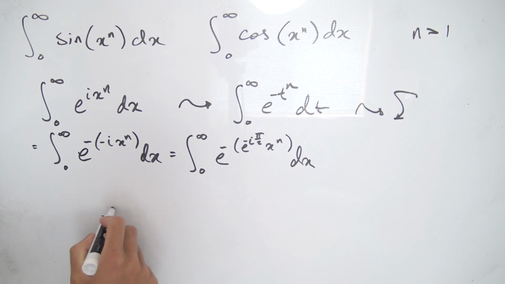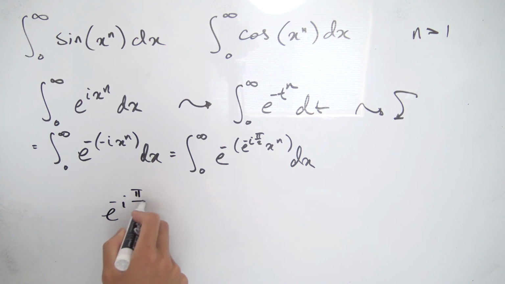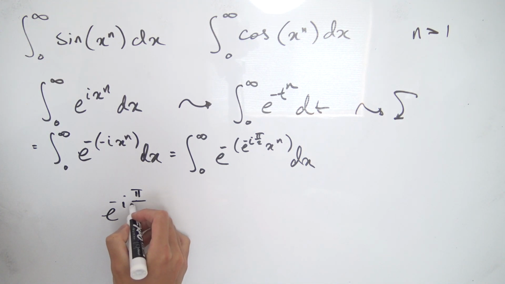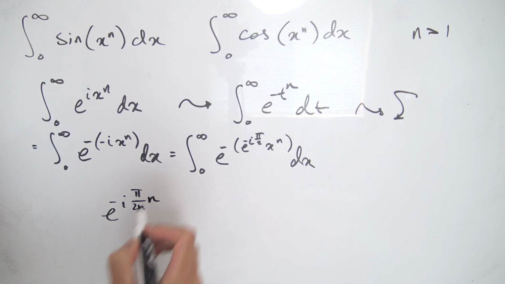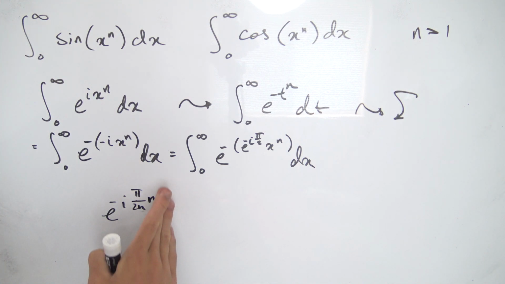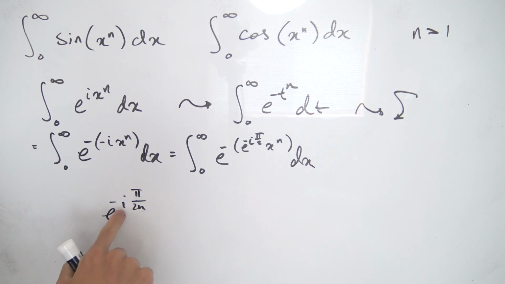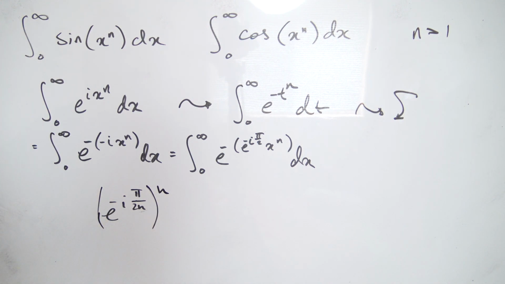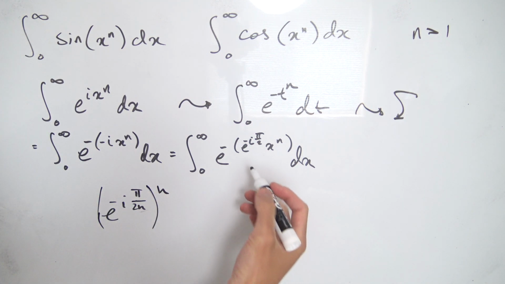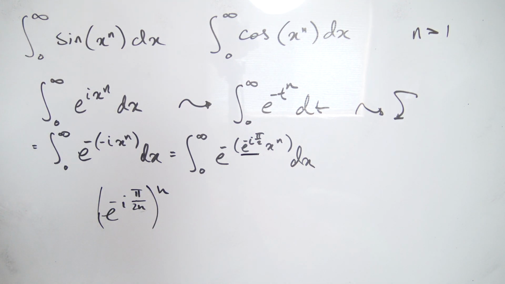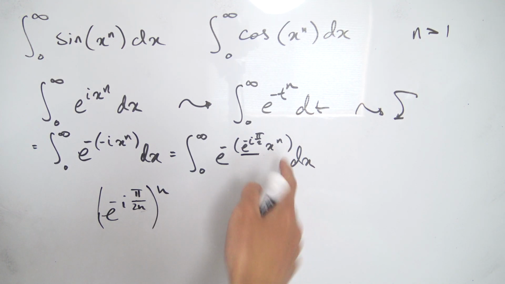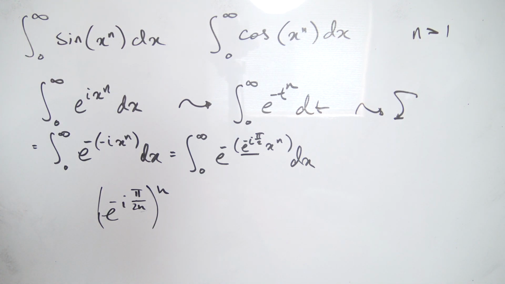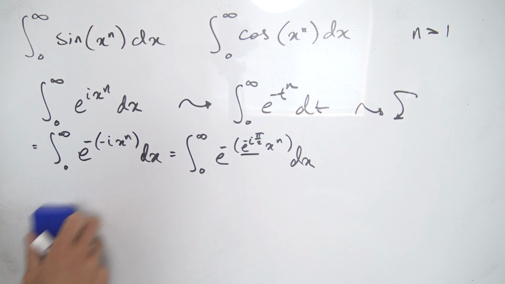I want you to notice that if we have e to the minus i pi over 2, and we divide this fraction over here by n, so 2n, and we multiply by n, that's the same thing. We can interpret this complex number as e to the minus i pi over 2n, but the whole thing raised to the nth power. The reason we want an nth power is to match with this x to the nth power, so we can combine those two together using some exponential properties.